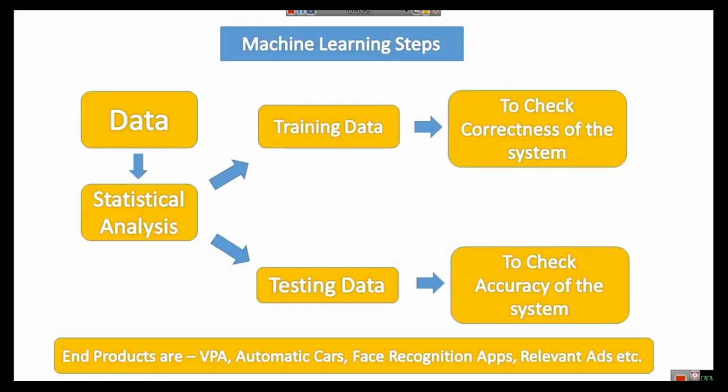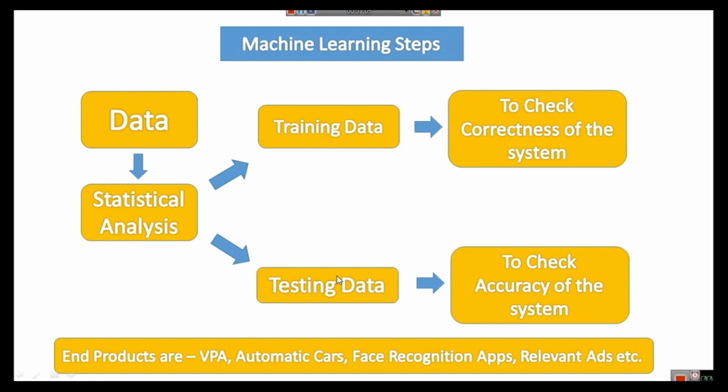Now, this is a simple block diagram for machine learning, and here you can see we have data. We perform some statistical analysis on data, and then that data is taken into two parts. One is the training data, and another is the testing data. So suppose we have 100 rows of data. Out of those 100 rows, we will take 80 rows to train, and 20 rows of data will be used to test it.